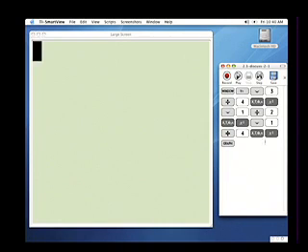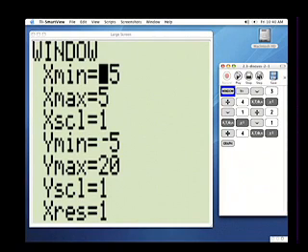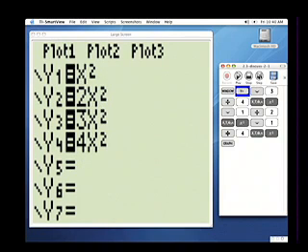Over on the right-hand side, I have the keystrokes that we're going to follow. The first thing I want to do is click on the window key to make sure that our window is set up, in which it is. We want minimum and maximum values of x of -5 and 5, and for y, we want a minimum value of -5, and for y's maximum value, we want 20. So the next key to hit is your y equals key so that we can enter the equations. Now, the first equation is left over from before, and it is correct. So it's y sub 1 equals x squared.